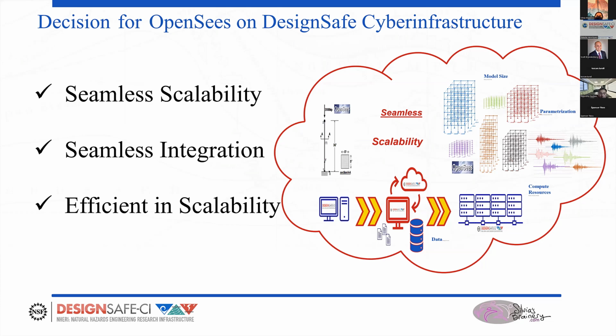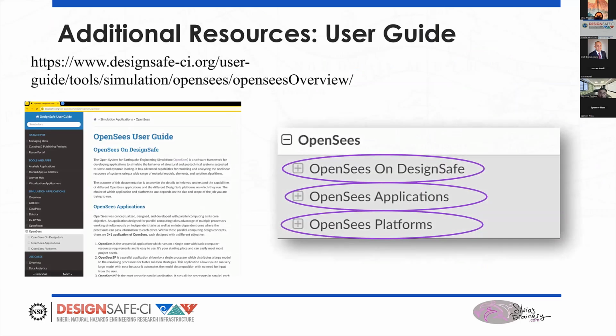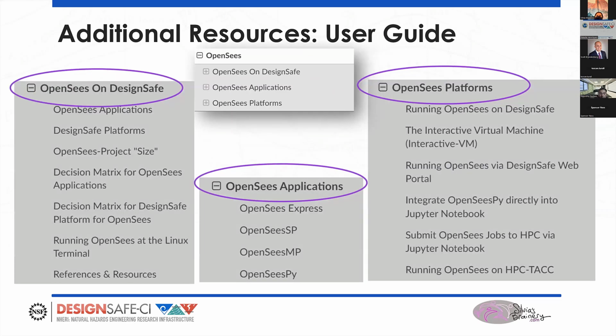And so this is a big picture overview. A lot of the things that I've talked about, you can find in the user guide. There's a lot more words there, as much as I've used a lot already today. Again, it's broken up into an introduction to OpenSees on DesignSafe and things to keep in mind, my little decision matrices, talk about the different OpenSees applications, as well as the different OpenSees platforms. I'm still working through the more advanced features for the HPC integration.